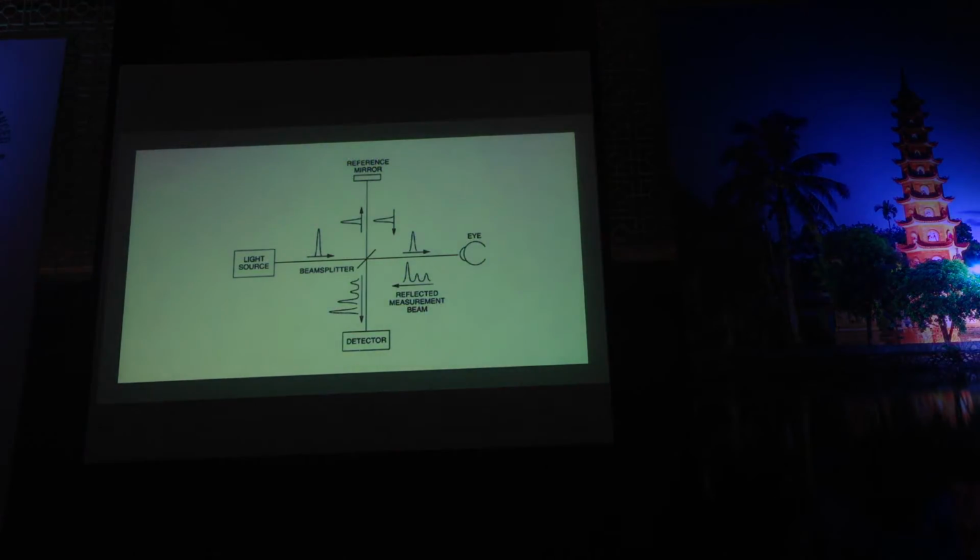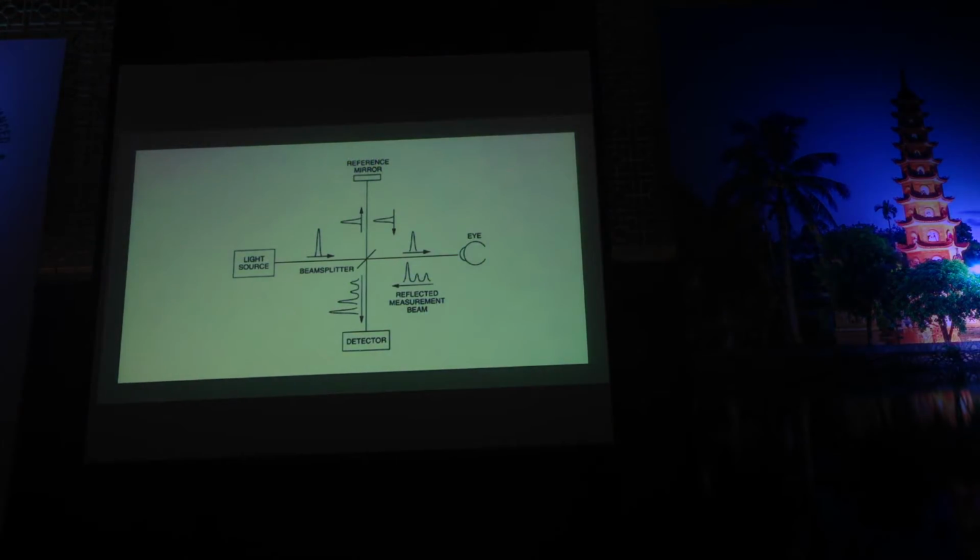Here is the cartoon, which is a little bit more complicated than the first cartoon that I showed you. Here you have the light source getting to the eye, but before getting to the eye, you have a beam splitter, as I mentioned earlier. The job of the beam splitter is to divide the light. Half of it is going to the reference mirror, and half of it is going into the eye, and then it's going to reflect back.